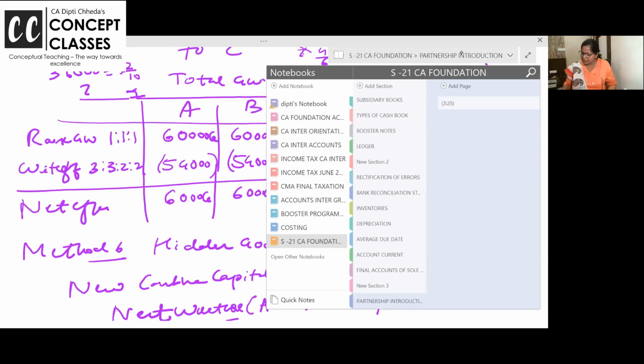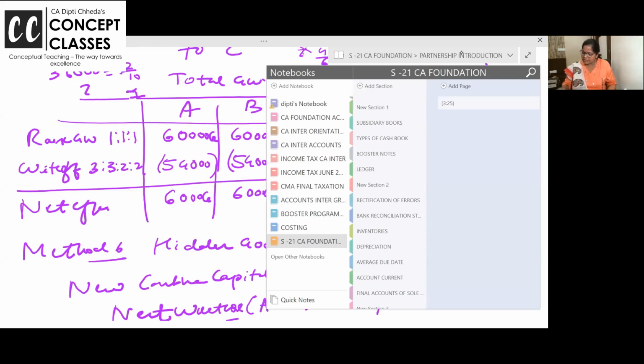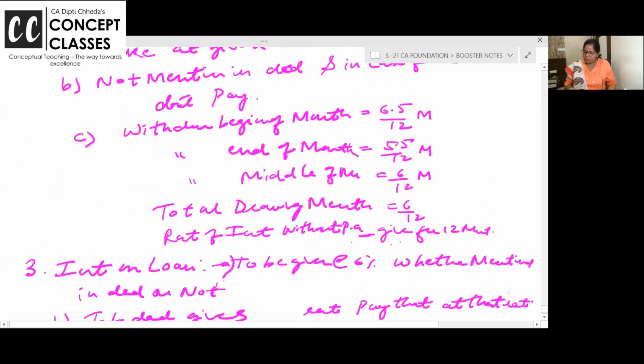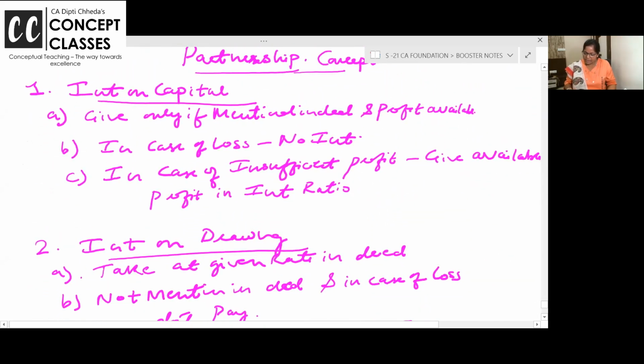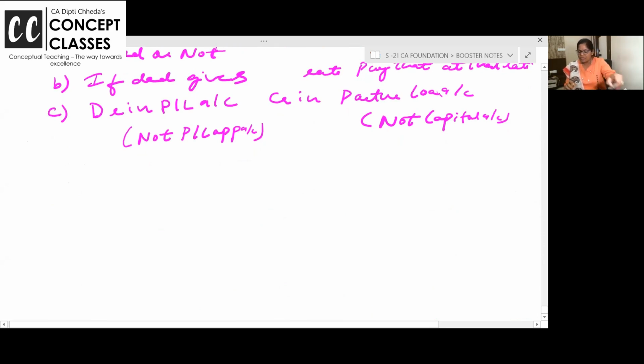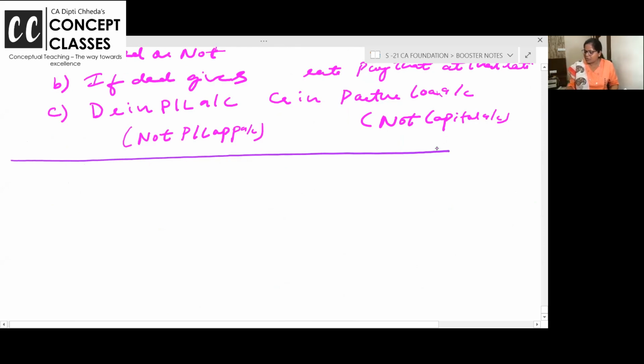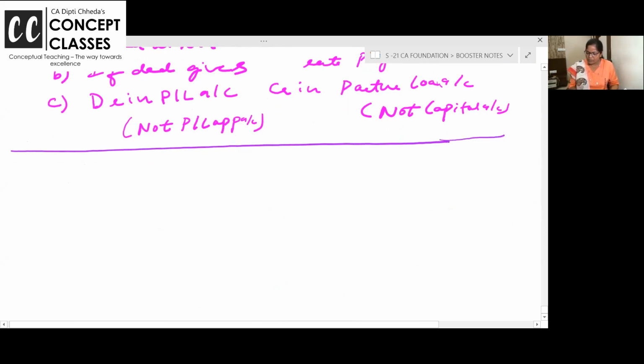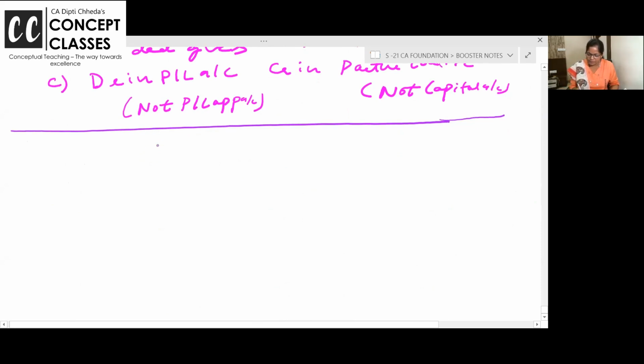I have not seen the booster notes yet. It has been many days, for 2-3 days we have not written anything. One second. What have we written in booster notes? Interest on capital, interest on drawings, interest on loan. Salary and commission need nothing. Write down. I'm not giving methods of goodwill and all, but write for goodwill. I know we are late, but write.